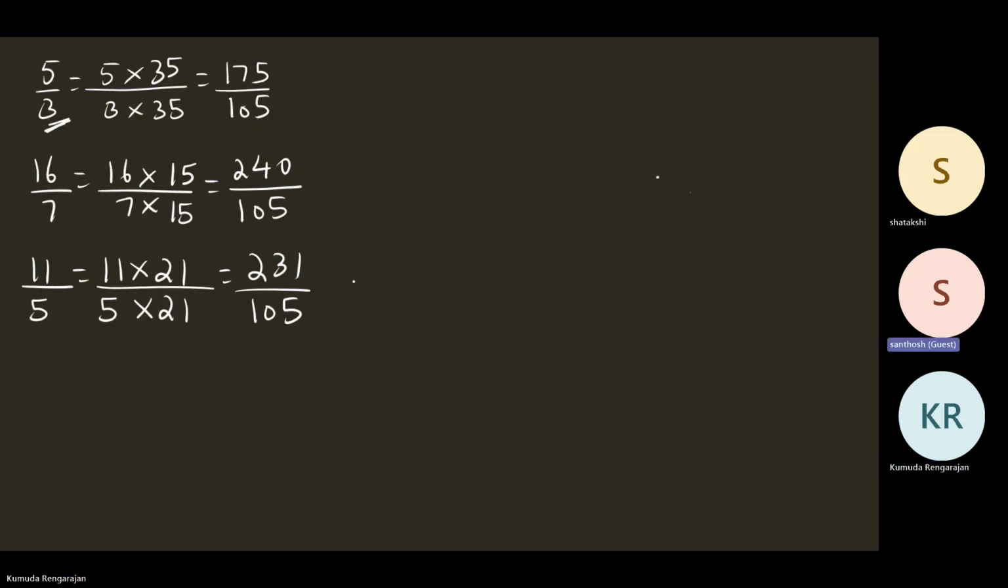Yes, ma'am. When the denominator is the same, when the numerator is small, the fraction will be big, no, ma'am. No. Sorry, I got it reversed. It's 240, 231, and 175. When the denominators are the same, greater the numerator, greater the fraction. Greater number. Yes, ma'am.